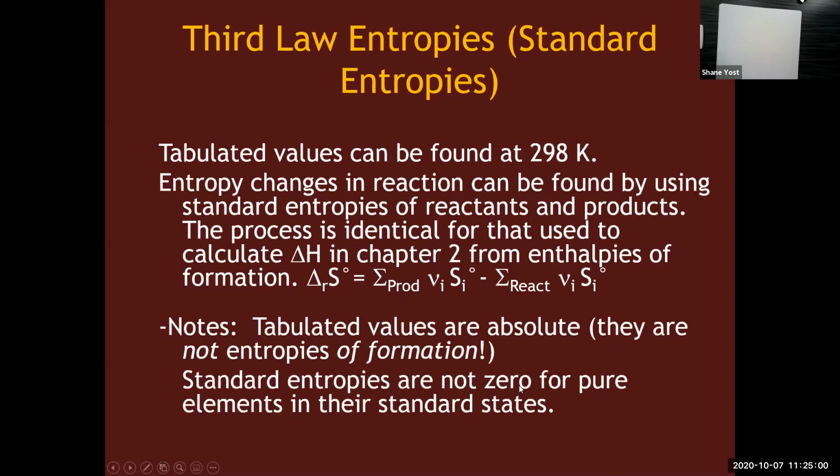So O2 gas, for example, has an entropy. It does not have an enthalpy of formation, but it does have a standard entropy. So there are standard entropies that are not 0 for pure elements in their standard states. The only time the standard entropy of a pure element in its standard state is equal to 0 is when it's a crystallized element. Otherwise, entropies are going to be non-zero for everything. We will never do a problem relating to something having 0 entropy, so don't need to worry about that.